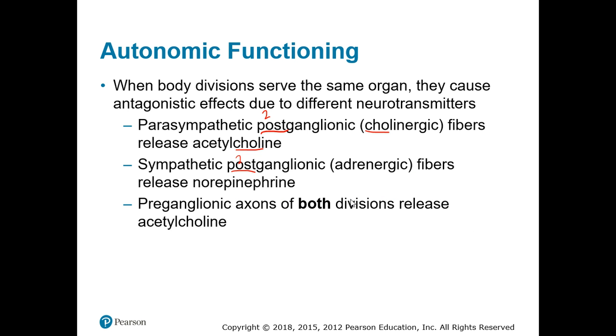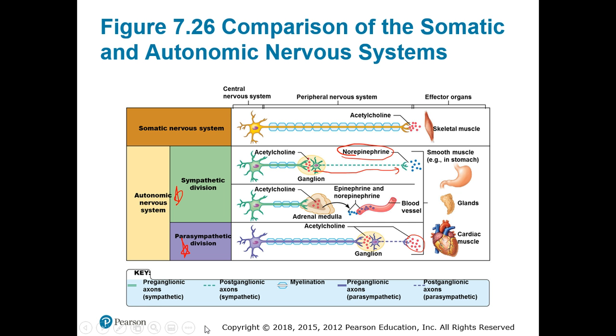One thing to note, though, is that both of these are talking about the post-ganglionic neurons releasing their neurotransmitters, but it never talked about our pre-ganglionic. Our preganglionic axon for both divisions actually release the same neurotransmitter, and that's acetylcholine. So if you look back at that picture, our preganglionic is our first one. So here's our pre, it's releasing acetylcholine. Here's our first one, it's releasing acetylcholine. Here's our first one, it's still releasing acetylcholine.